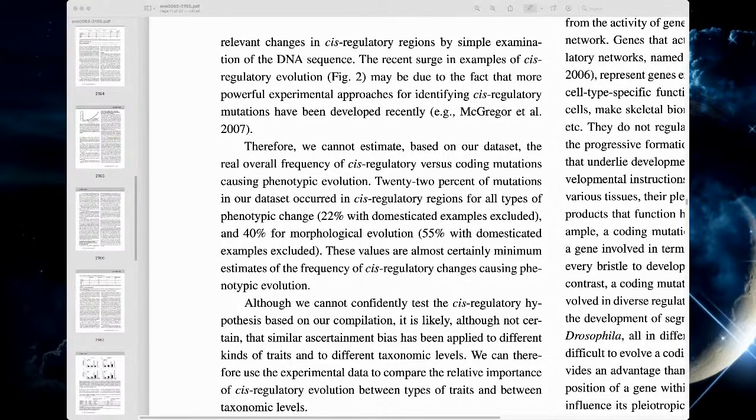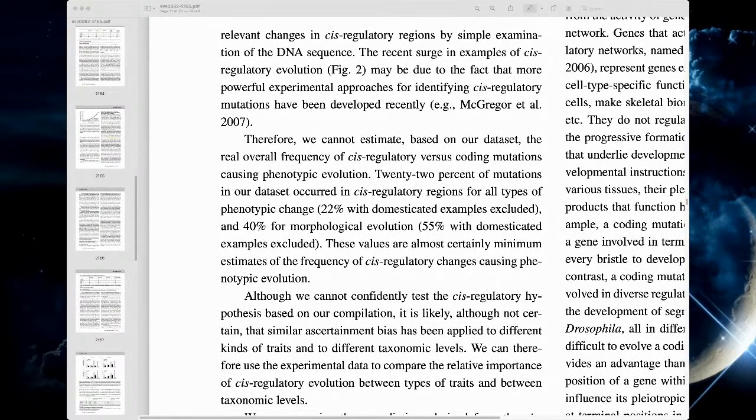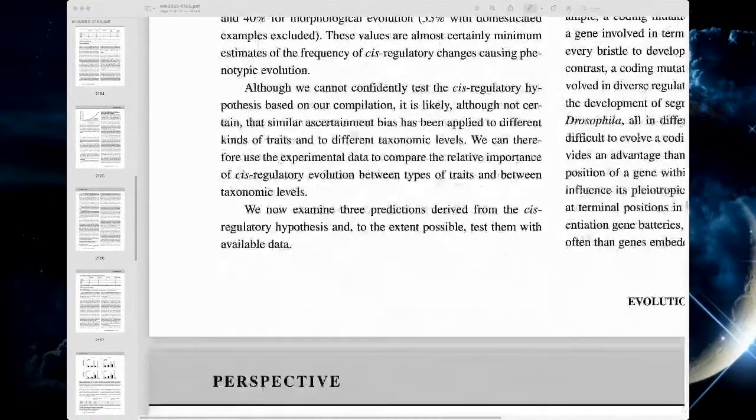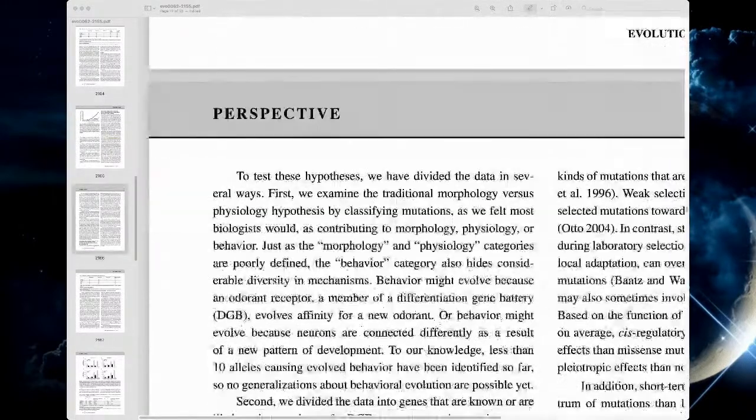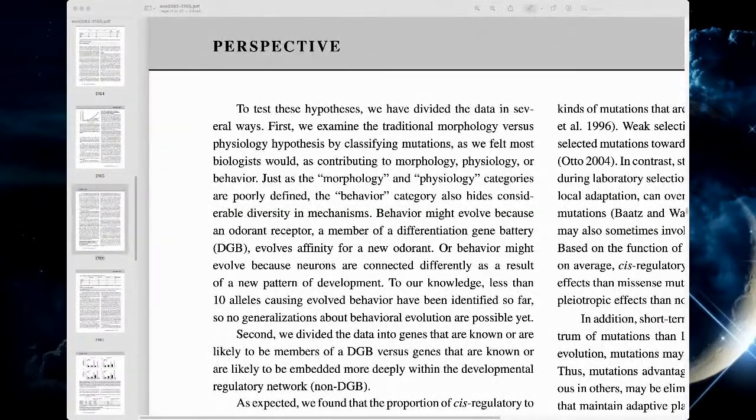Okay, so where are we? Let's see. I finished reading the last part of the prediction. Okay, so now they're talking about how to test it. First we examine traditional morphology versus physiology hypothesis by classifying. So, how did they examine this stuff? They go across a number of different studies. Okay, go back. What was their prediction again?